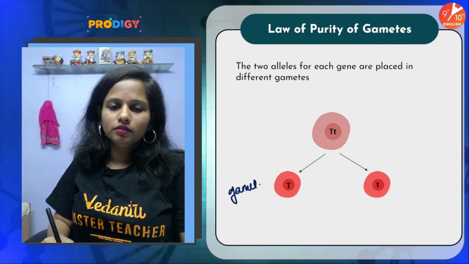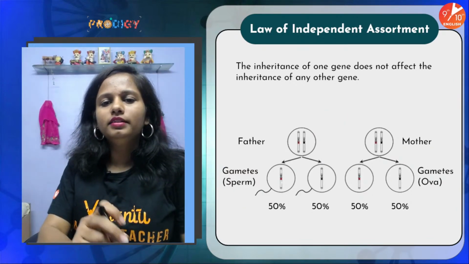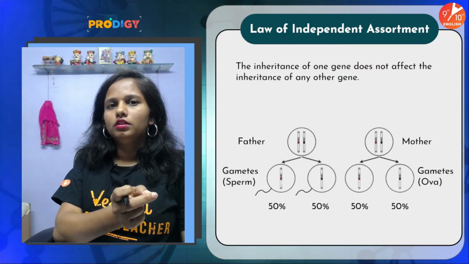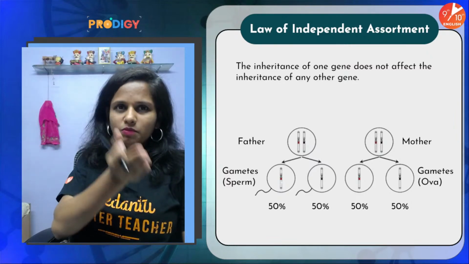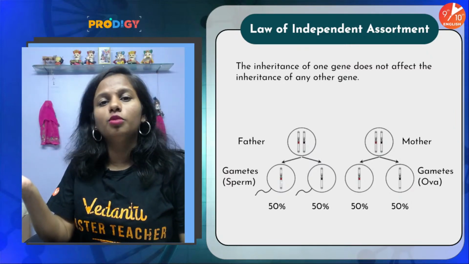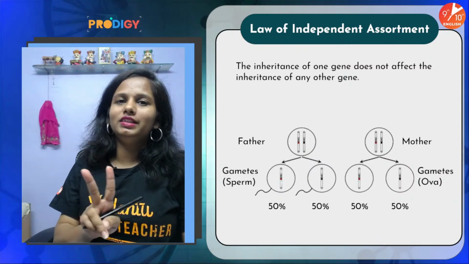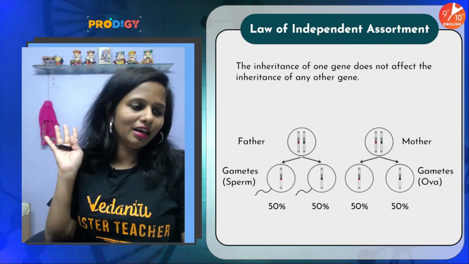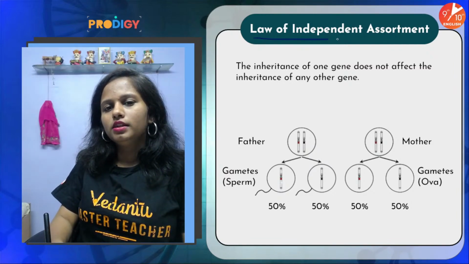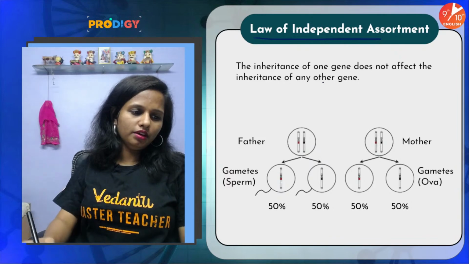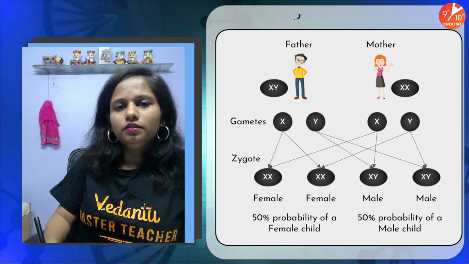Gamete formation, clear? The law of independent assortment: the inheritance of one gene is completely independent of the inheritance of the other gene. It means if one is being inherited, the other's inheritance will not be affected. That's the reason why we got 2 new phenotypes in the dihybrid cross. So whenever there is a question under dihybrid cross, it's usually the law of independent assortment. Now, sex determination.